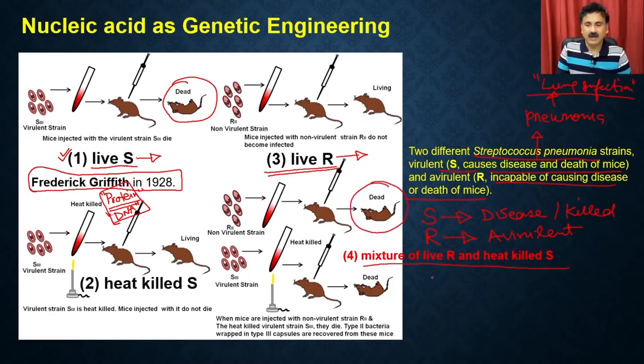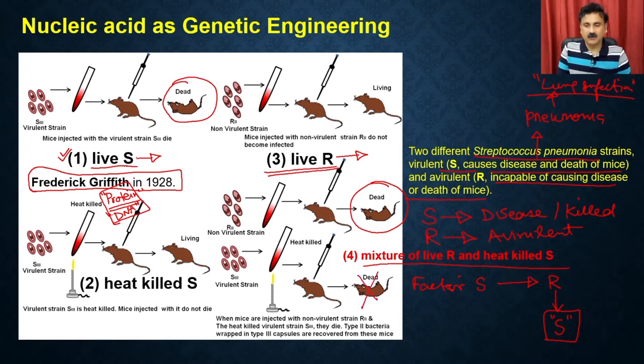So he concluded that there is a factor which was present in the S strain, and that factor was transferred to the R strain, and that's how the R strain got converted into S strain. When he injects the R strain on its own, it could not kill the mice. And when he injects the heat killed virulent strain, that does not cause death either. But when he mixed the two and injected that into the mice, he found that the mice are dead.